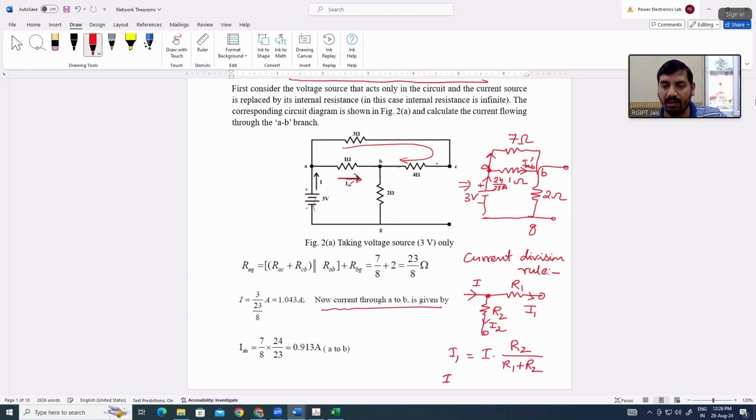And similarly, I2 will be equal to I into R1 divided by R1 plus R2. Clear? If you add these two currents, you will get simply I, because at this node, by applying KCL, I will be equal to I1 plus I2.